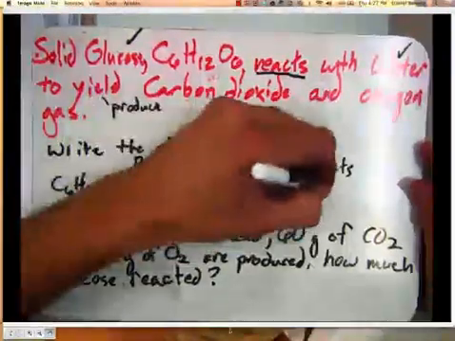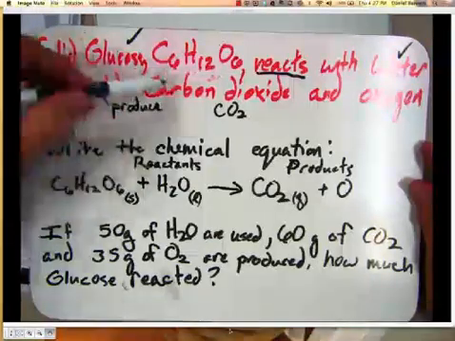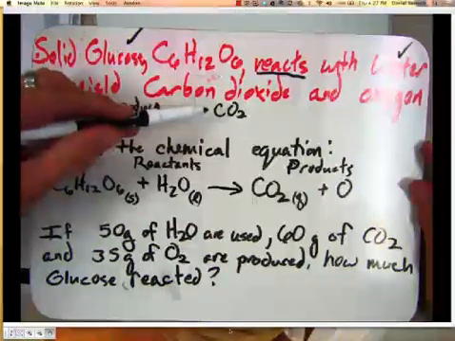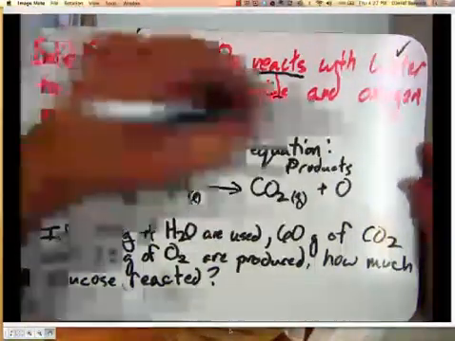Okay, so I put plus and an O. Now there's a problem here. Carbon dioxide, that's a compound, so it's a gas, and I can figure out the formula. Oxygen gas is a special type of gas. It is what we call a diatomic.